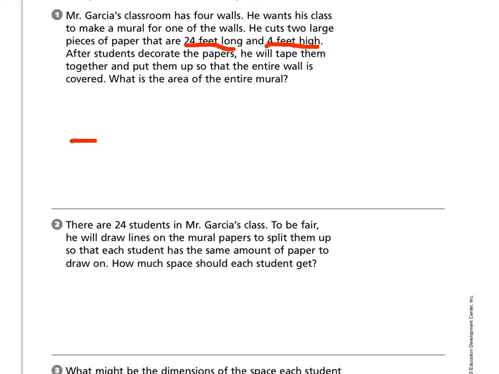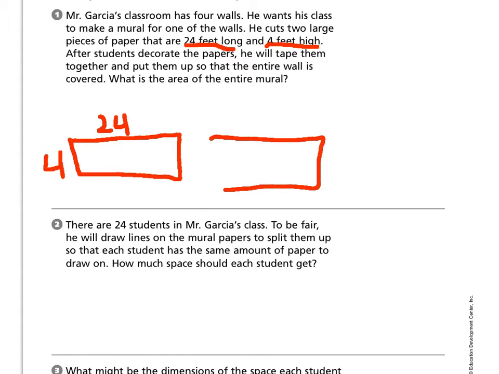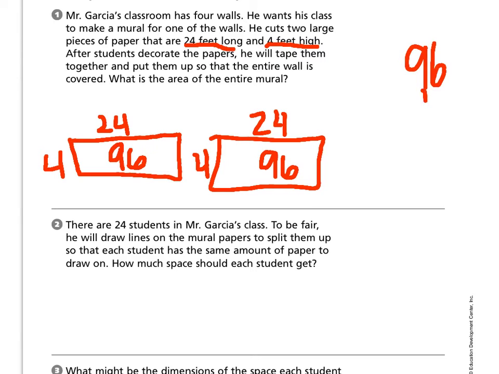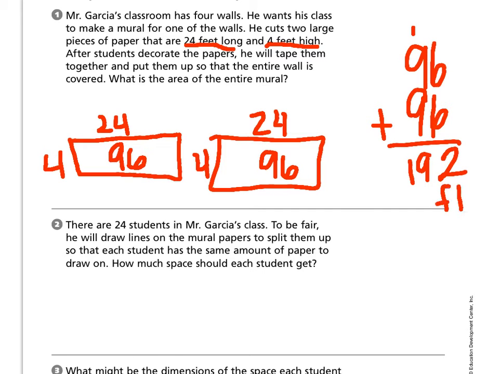Well, I know that he's going to have 2 that are 24 by 4. So I would use this information in order to find the area, and I would take 24 times 4, and I would get 96. So the area of each one of these is going to be 96, but I need to know all together, so 96 plus 96 equals 192, and that would be feet squared.